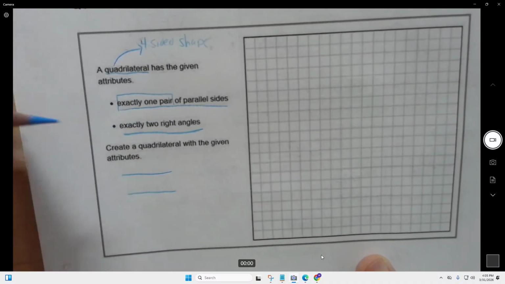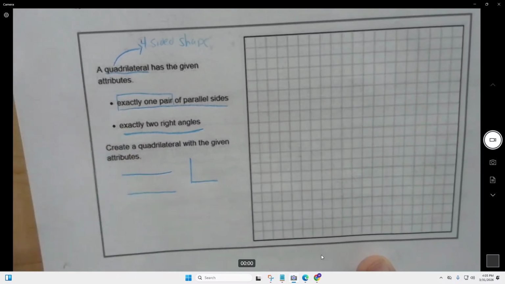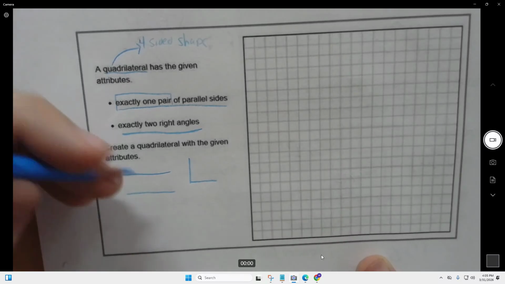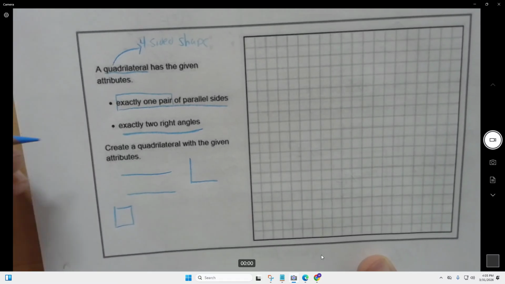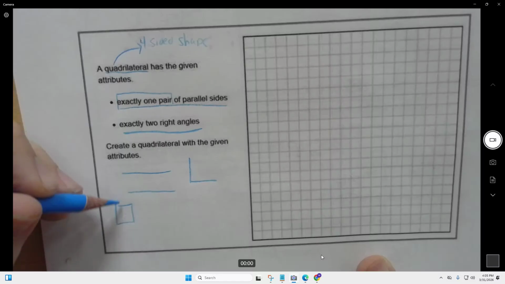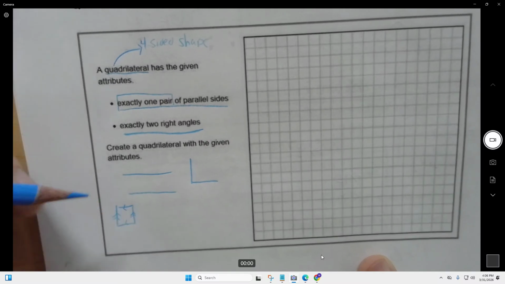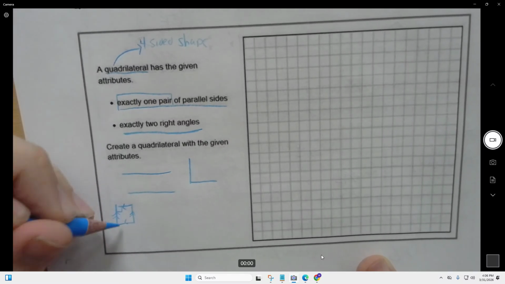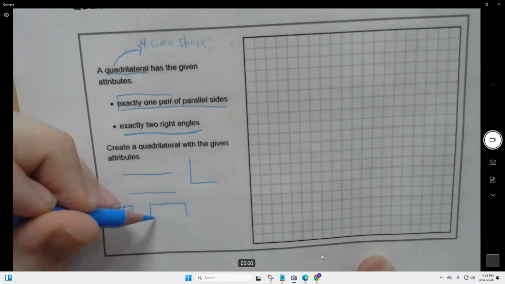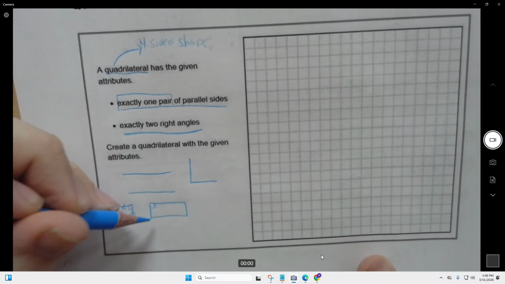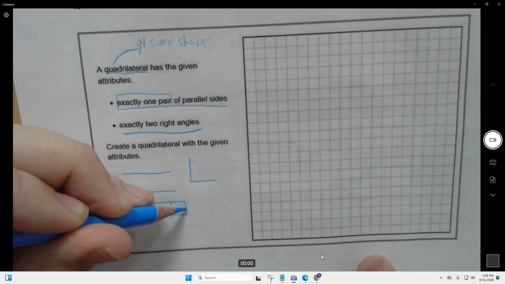Exactly two right angles. A right angle, being a 90-degree angle, will look like this. So what does this disqualify? This disqualifies a square. Why? Because it has two pairs of parallel sides, this one and this one, and it also has four right angles. It disqualifies a rectangle because it has four right angles and two pairs of parallel sides.